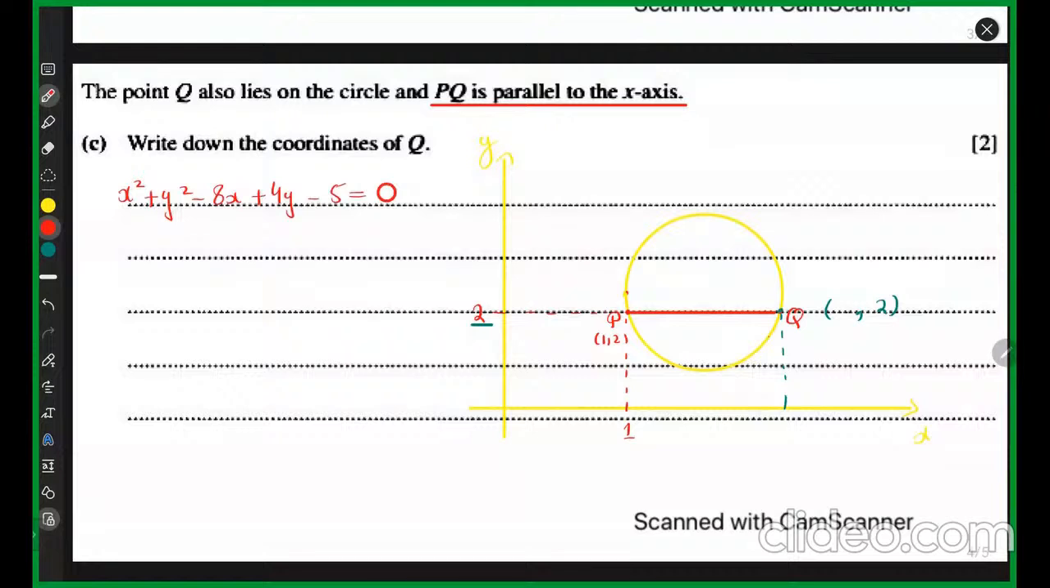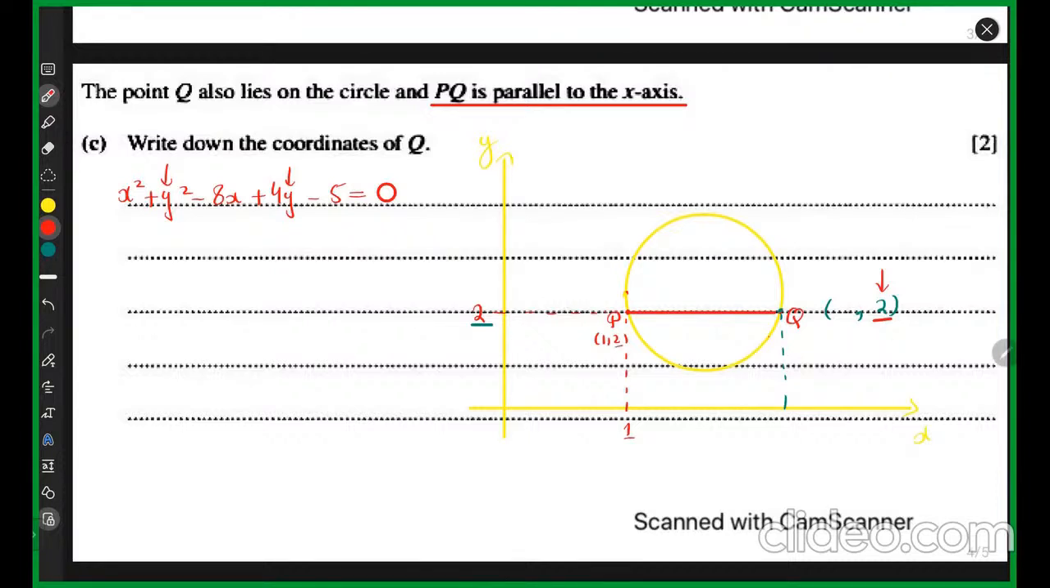If I plug in this y coordinate over here, I would get an equation with x only, and I would get the x coordinates according to the y coordinate, because point Q is lying on the circle. So if I plug this into the equation, I would come across two x coordinates. And those two x coordinates would be those where we would have 2 as the y coordinate, right?